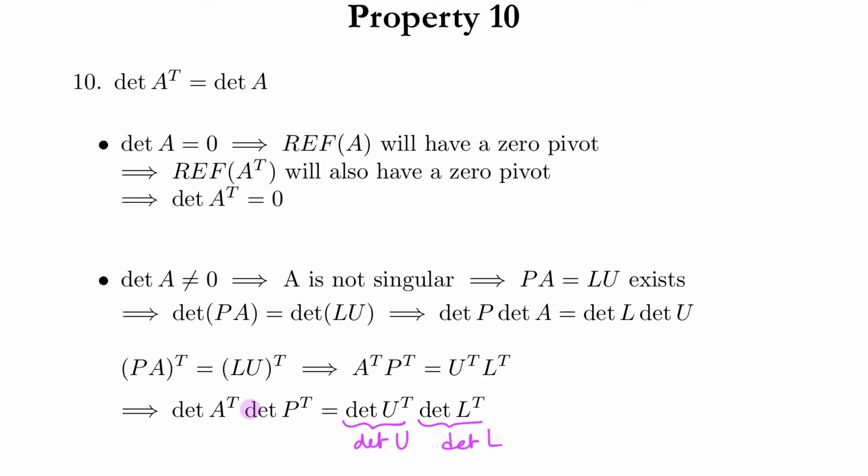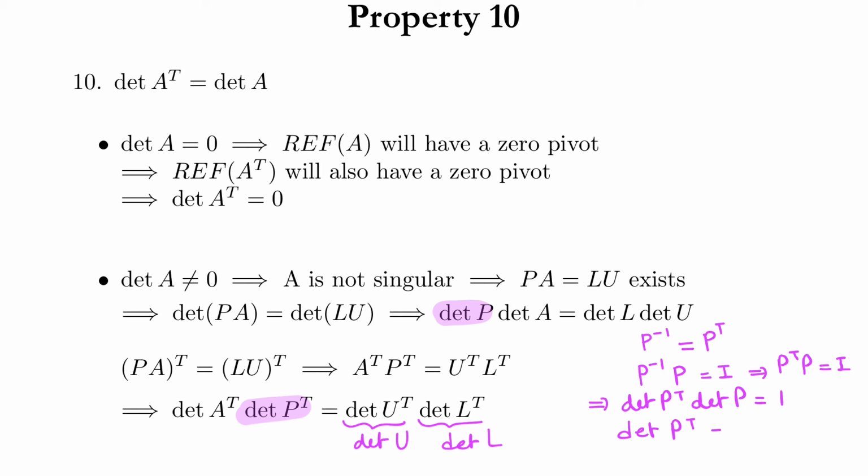All we have left to do is show that the determinant of P transpose is equal to the determinant of P. This will require a few details. Remember that P inverse, or the inverse matrix of permutation matrix P, is equal to P transpose. And remember that P inverse times the matrix P is equal to the identity matrix, which means that P transpose times P is equal to the identity matrix. Now, if I take determinants on both sides, this tells me that the determinant of P transpose times the determinant of P is equal to the determinant of the identity matrix, which is simply 1, as we saw in the first property of determinants. So this means that the determinant of P transpose is in fact 1 over the determinant of P, and not quite the determinant of P.